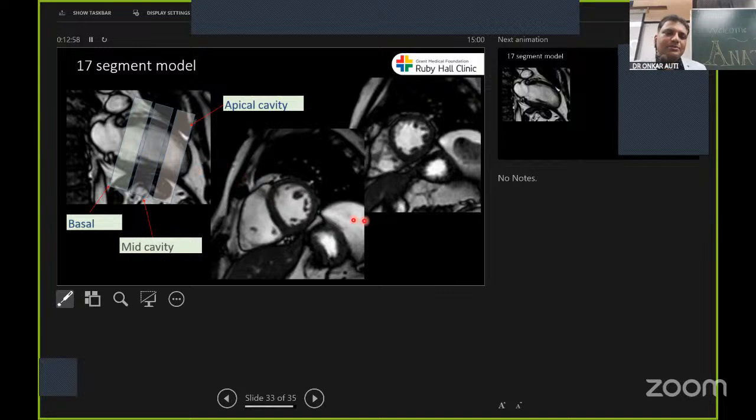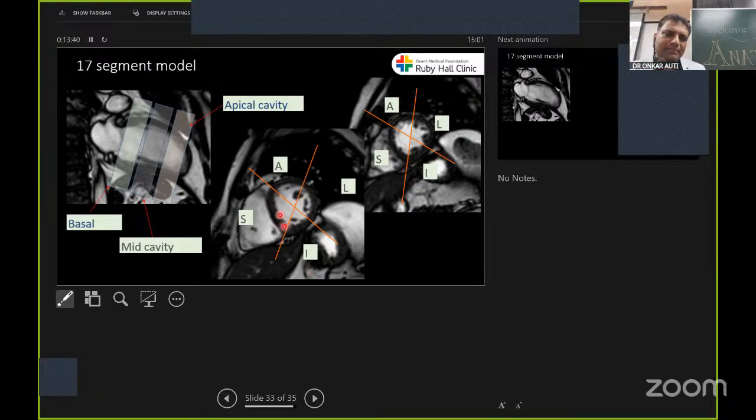Clear? So we are taking a representation of the mid cavity over here and the apical cavity over here. You draw the line from the RV insertion point. So this is the RV, this is the superior RV insertion point, and this is the inferior RV insertion point. You just draw two imaginary lines from there, and then you divide the entire LV into 4 walls. The superior most wall is called the anterior wall. The septum is called the septum. The posterior or inferior is called the inferior wall, and the other wall is called the lateral wall.